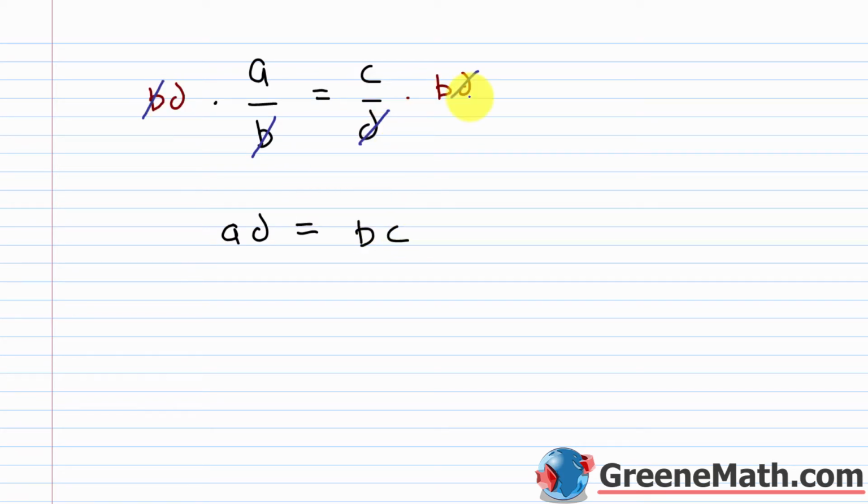So if I multiply both sides of the equation by the LCD, I end up with this right here. This is kind of just a shortcut, right? I'm multiplying this by this, and I'm multiplying this by this, because the other part is going to cancel out. So I end up with AD equals BC.